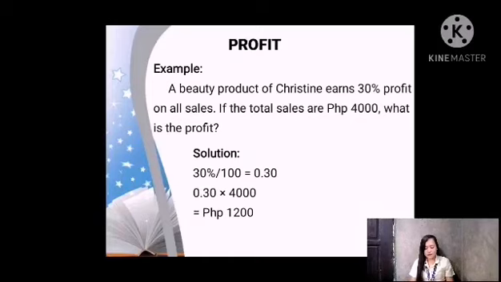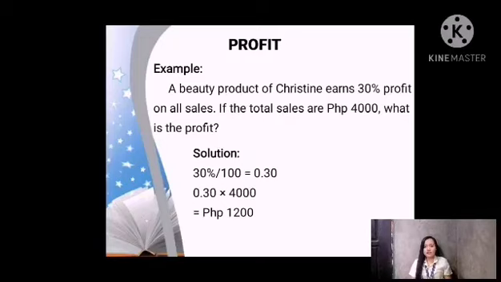Profit is the money earned when a business sells products or services for more than the cost to produce them. So here's the example. A beauty product store of Christine earns 30% profit on all sales. If the total sales are 4,000 pesos, what is the profit? So we have to convert 30% into a decimal. So 30% divided by 100 is equal to 0.30 times 4,000 is equal to 1,200. So the profit of Christine is 1,200 pesos.